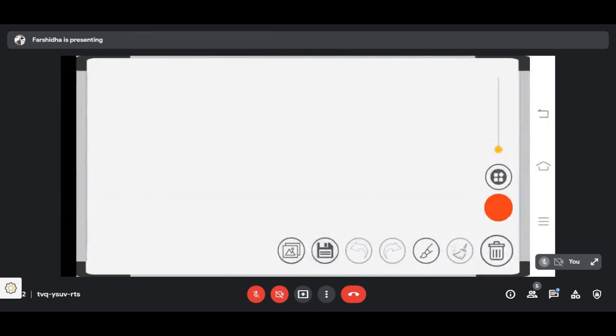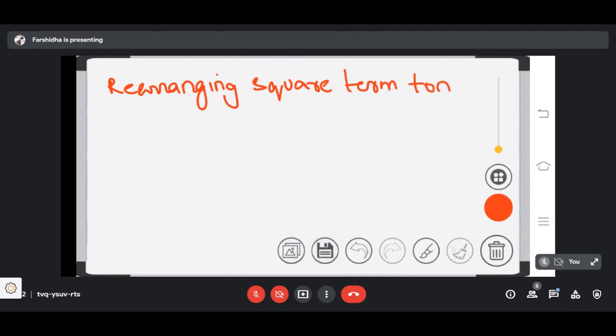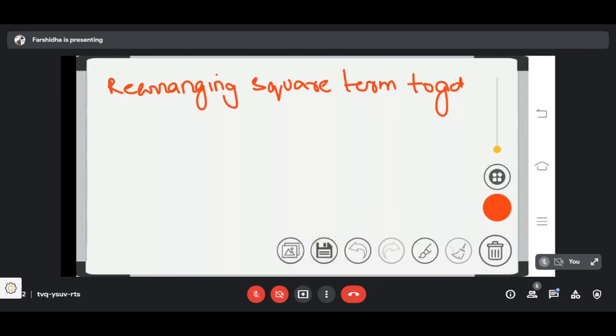So for your later reference, you can write there rearranging squares or square terms together. No need to write this in the exam. It's just for your reference. Rearranging square term together in the numerator.